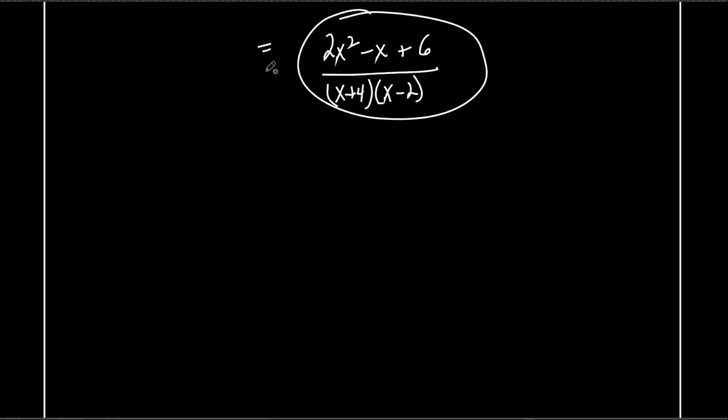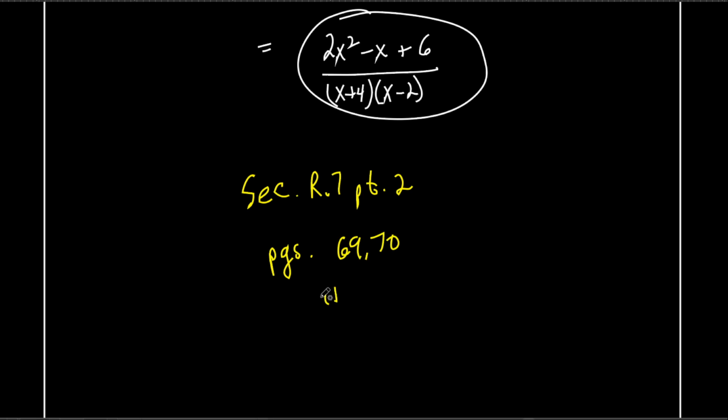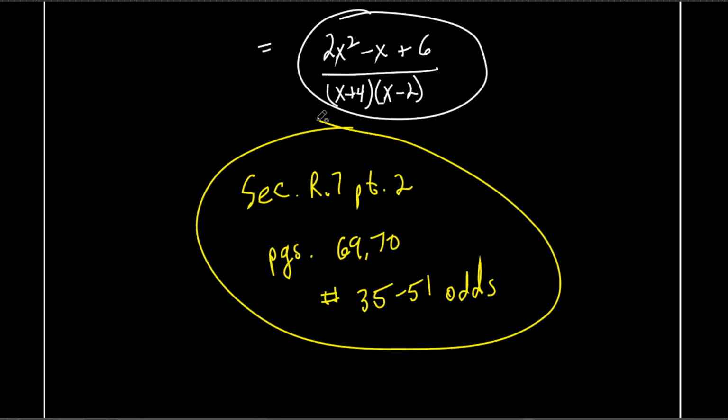So let me give you your assignment. Write this. Section R.7, Part 2. Make sure you write that at the top of your paper. It's pages 69 and 70. And it's 35 to 51. It's not that many because you're only doing the odds. There it is, right there.